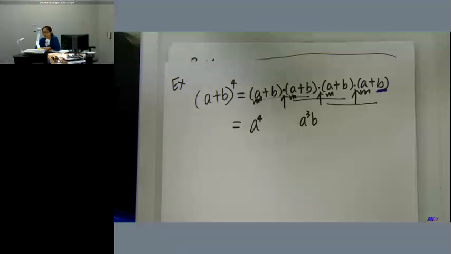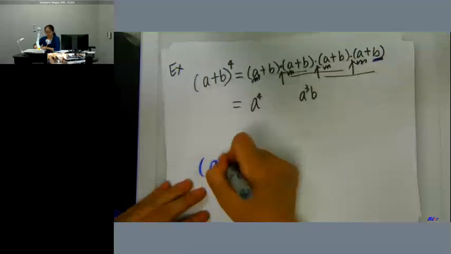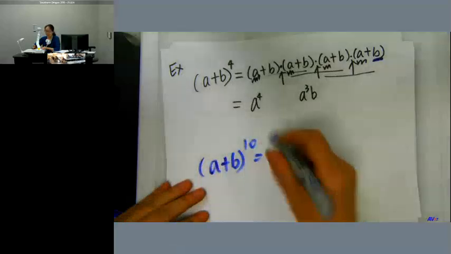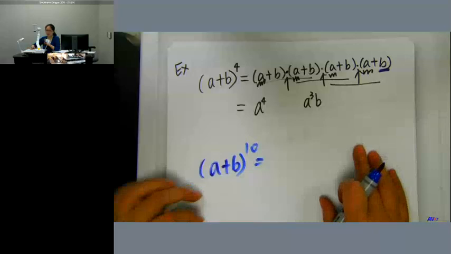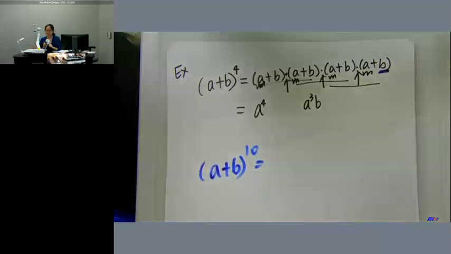But we don't really want to do that for big numbers. If I do A plus B to the 10th, it's going to be tedious to pick 9 of them and try to count how many, right? So we try to find a formula that we can use later, so I don't have to list all of them.